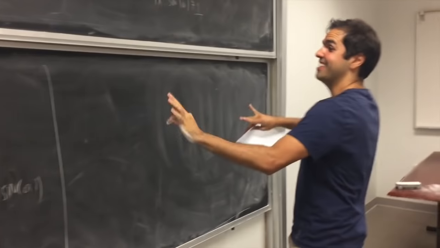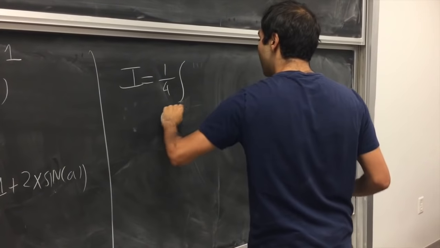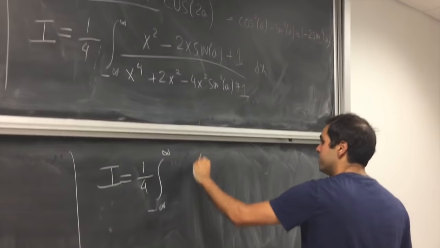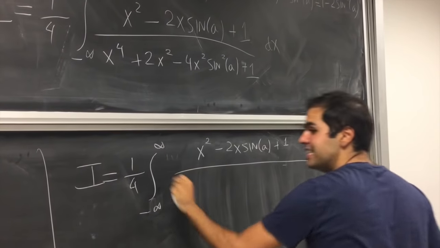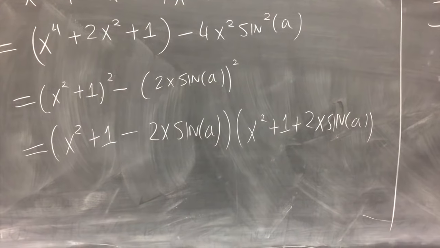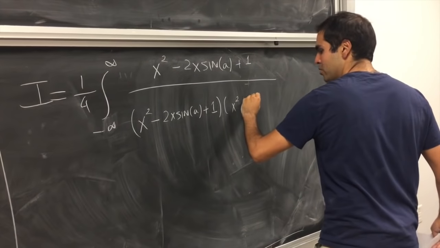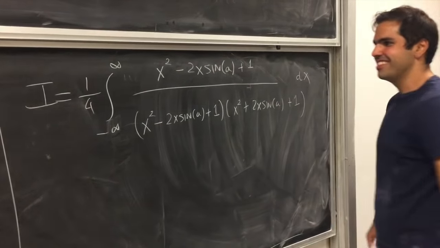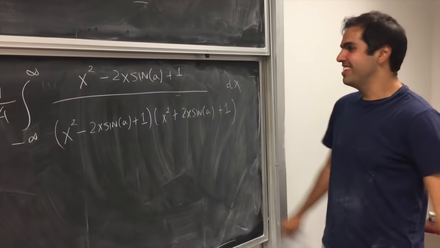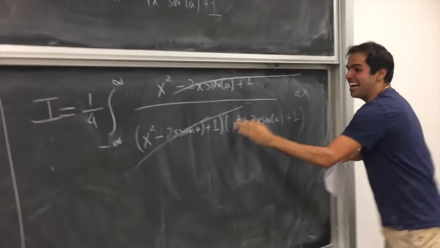Okay, but again, wait for it. I becomes the following integral: 1/4 integral from minus infinity to infinity of x squared minus 2x sine of a plus 1 over 1 divided by this thing. So let me rewrite this: x squared minus 2x sine of a plus 1, times x squared plus 2x sine of a plus 1, dx. And here comes the most exciting thing of today's video. Bang and bang! Whoa, okay, sorry, Steve. This thing cancels out!